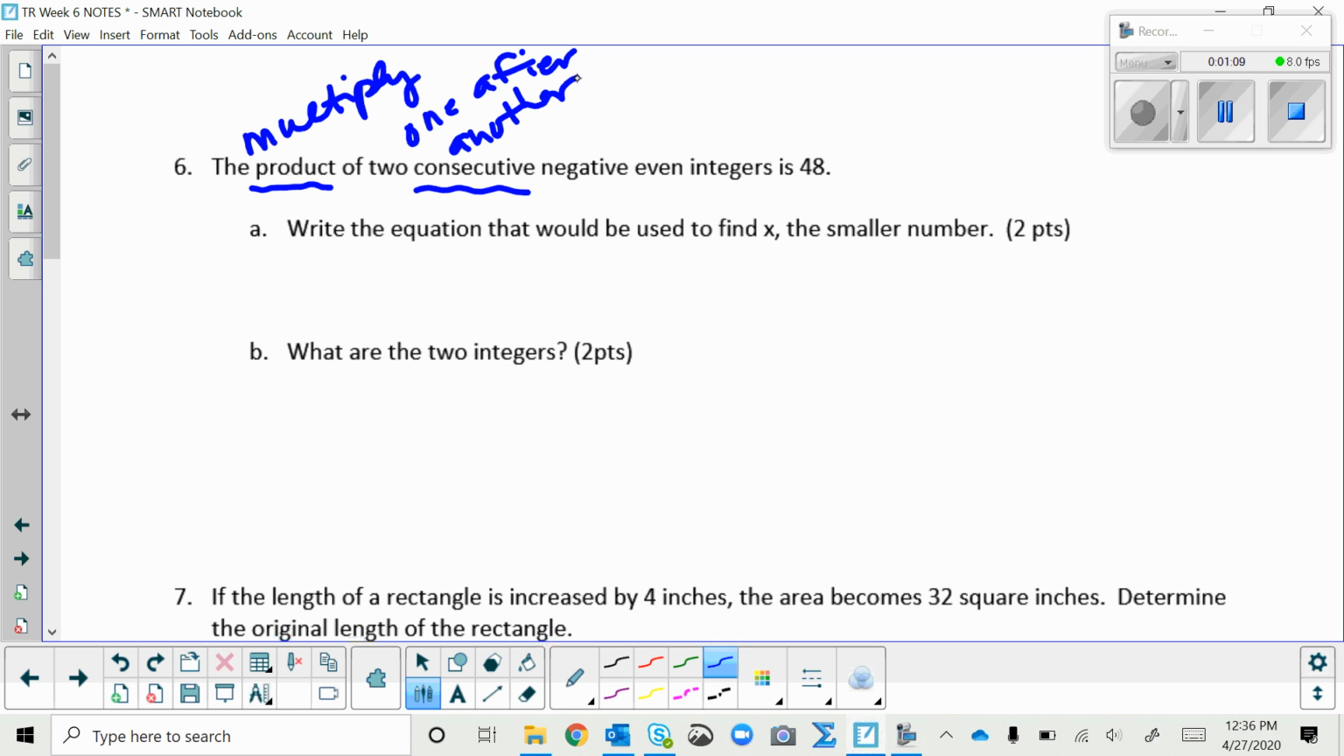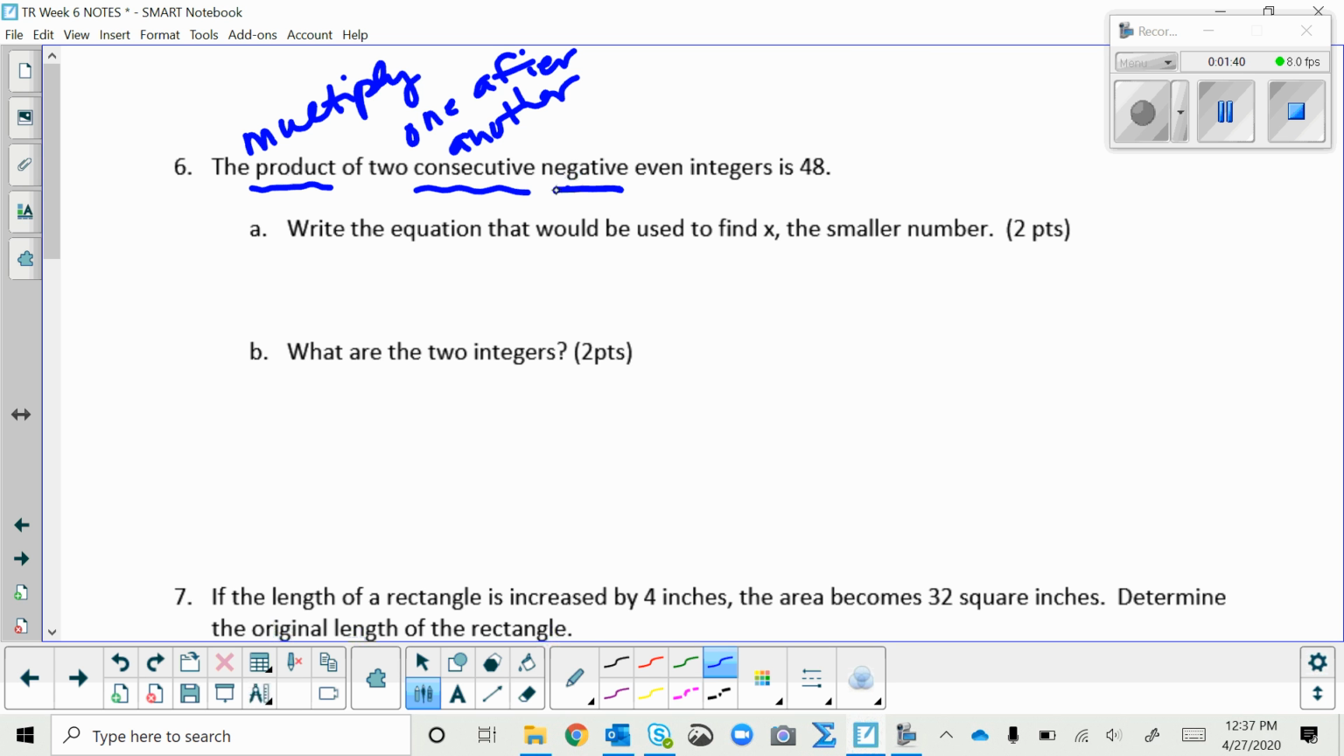So if I'm counting 1, 2, 3, 4, 5, 6, 7, and so forth, 2 and 1 are consecutive because they're right after each other. 5 and 6 are consecutive because they're right after each other. All right. But this problem is saying we want consecutive negative numbers. So that would be like -1 and -2, -5 and -6.